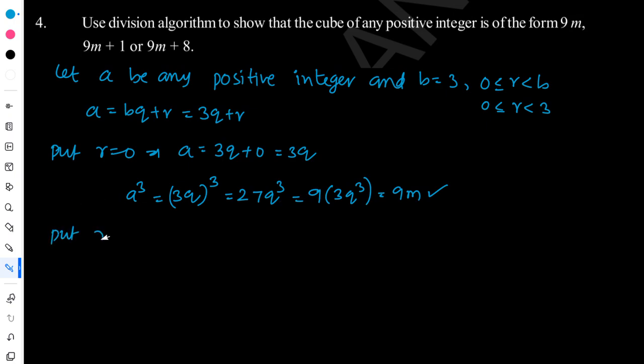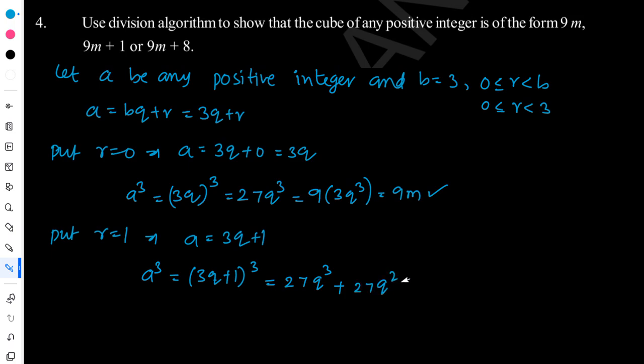Next put r equals 1, then a equals 3q plus 1. The cube of this number, a cube equals (3q plus 1) whole cube. So it is (a plus b) whole cube. Expand (a plus b) whole cube: a cube plus 3a square b plus 3a b square plus b cube, which becomes 27q cube plus 27q square plus 9q plus 1.